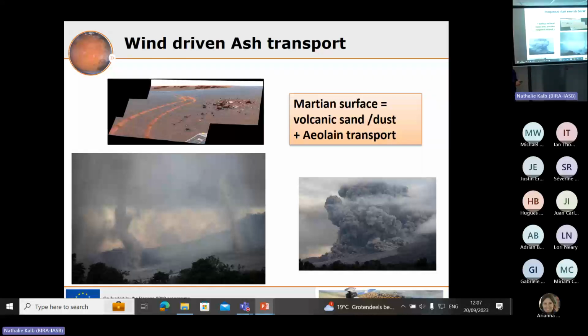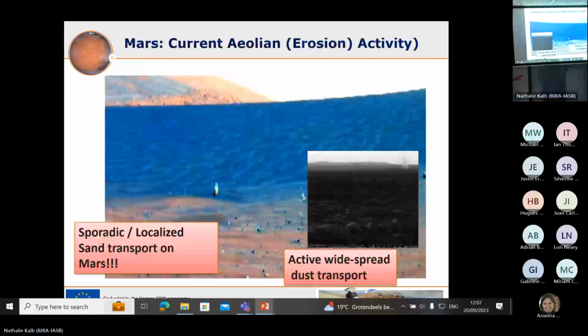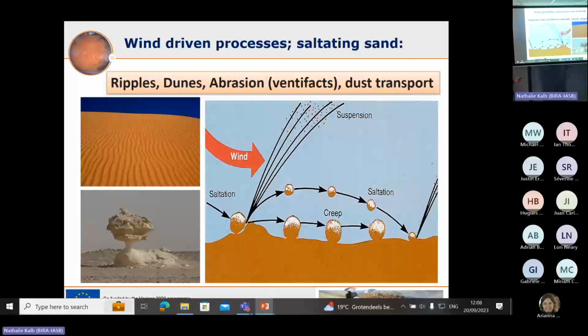Hasn't been changed that much, which I'll maybe get to later. So yes, the interesting thing for Mars that we know now is that there's small sporadic transport of sand and there's a lot of transport of dust, and that's what we want to try to understand.